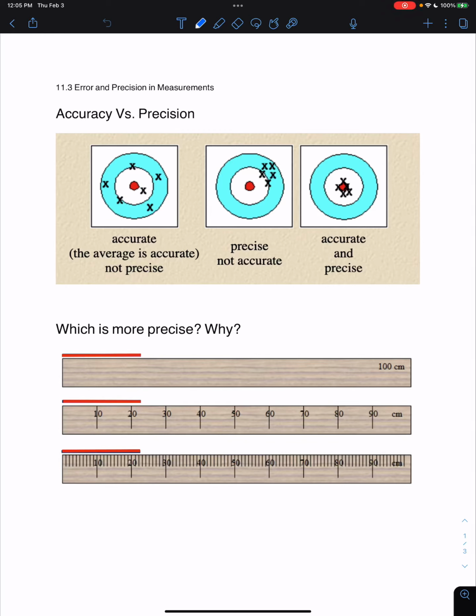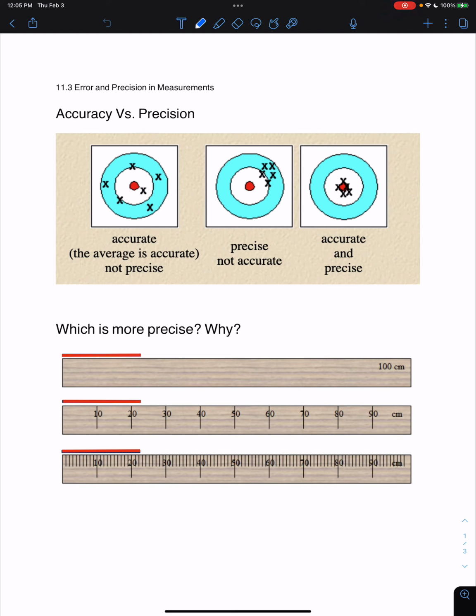For this section, we're going to be talking about error and precision in measurements. So the first thing I want to talk about is the difference between accuracy and precision. And I've got a little diagram here.